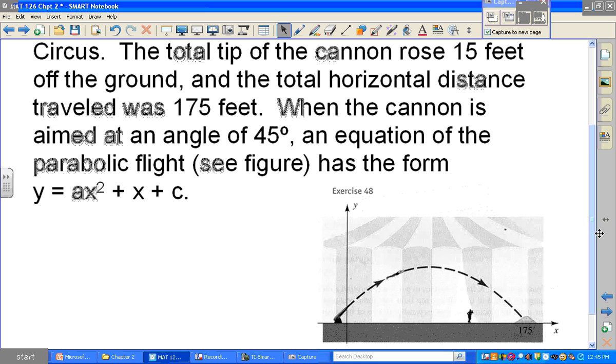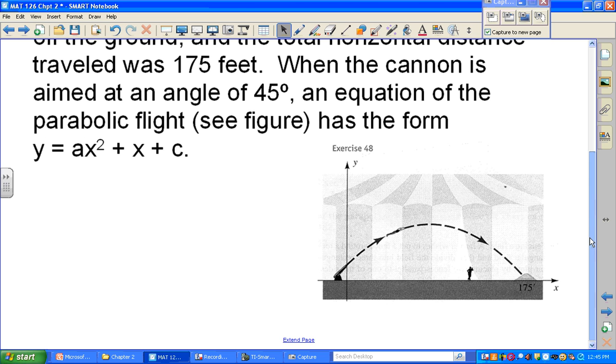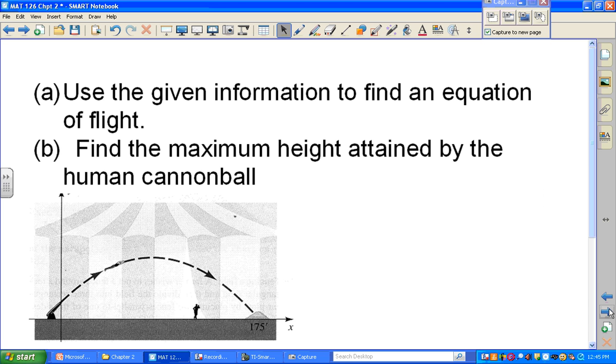Okay, they're going to use the equation for parabolic flight, y equals ax squared plus bx plus c. Notice gravity isn't the strict negative 16. Why? Because it's not straight up and not straight down. It's going out at an angle. Okay? So, is there a question on this? There is. Use the given information to find the equation of the flight.